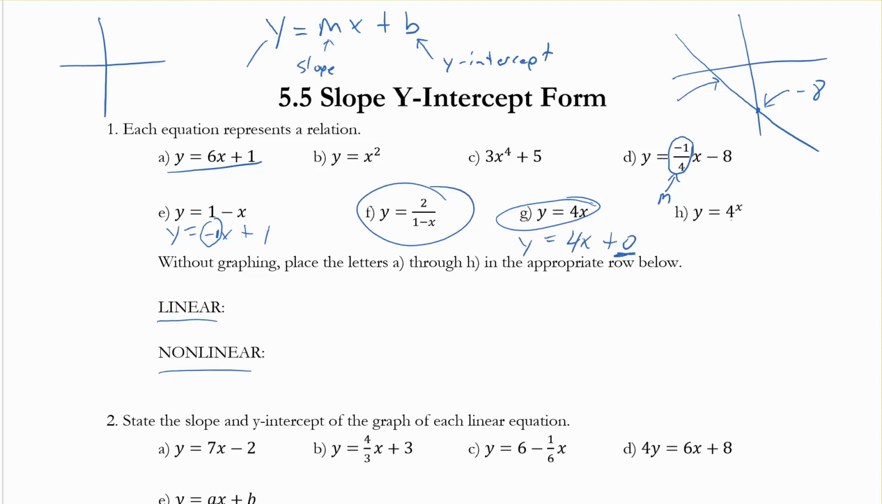This one, though, 4 to the power of x. This is getting into our strange graphs. That's going to be one that looks more like this. So it can't be that one.